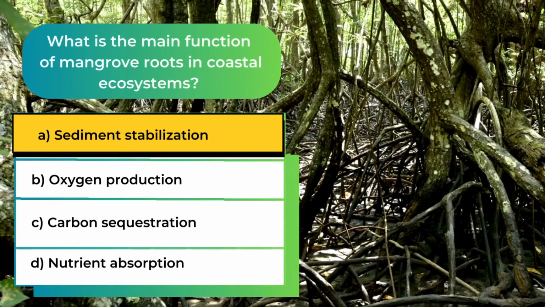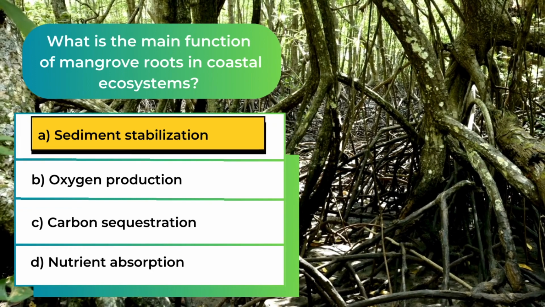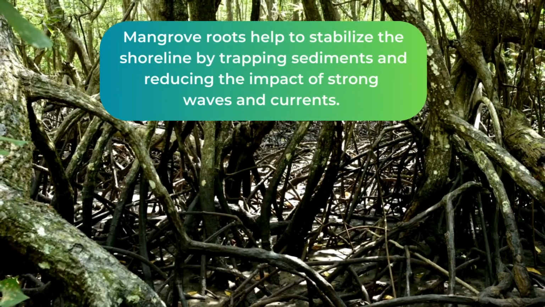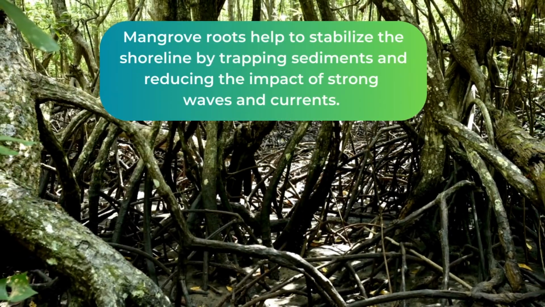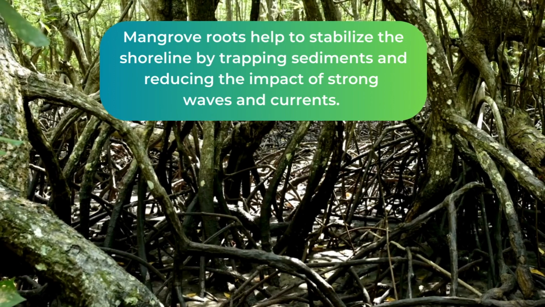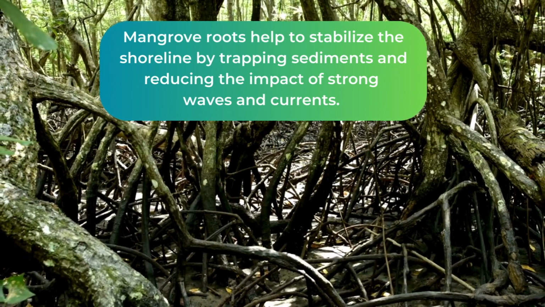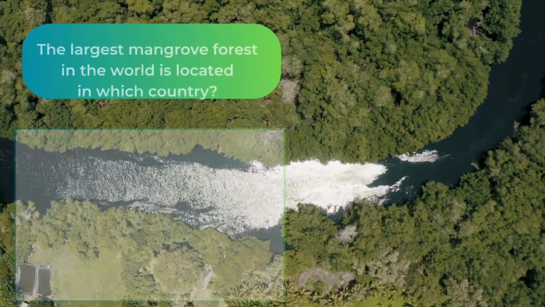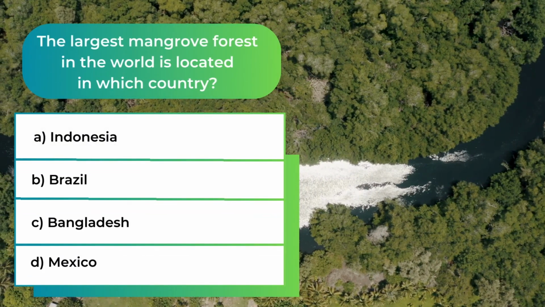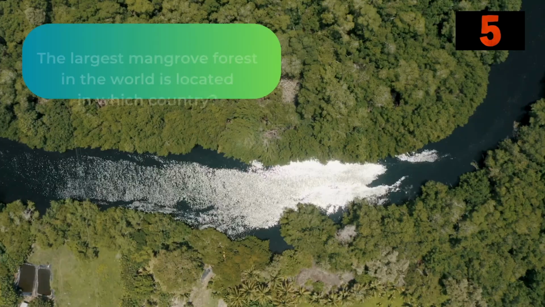The answer is A. Sediment stabilization. Mangrove roots help to stabilize the shoreline by trapping sediments and reducing the impact of strong waves and currents. The largest mangrove forest in the world is located in which country?